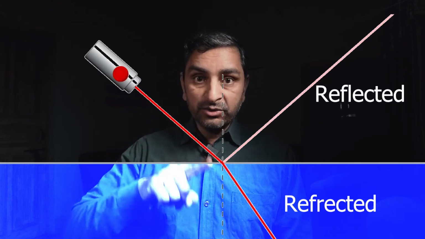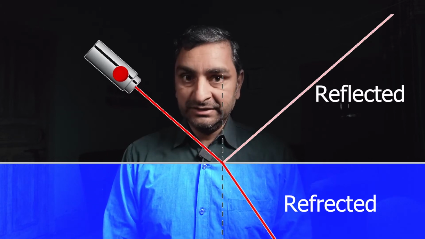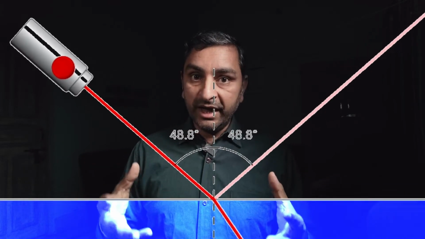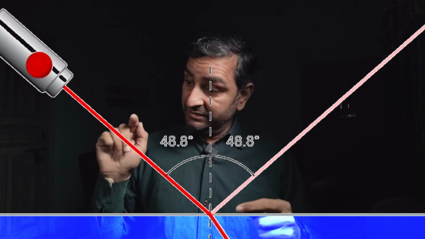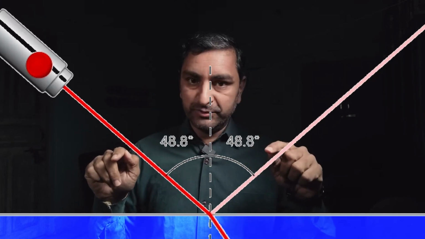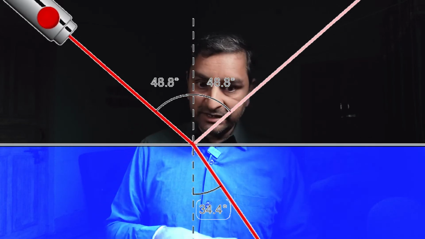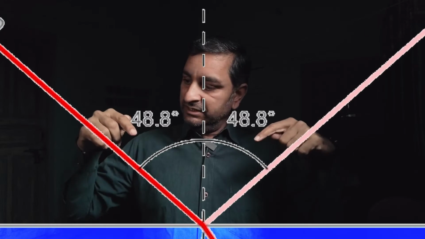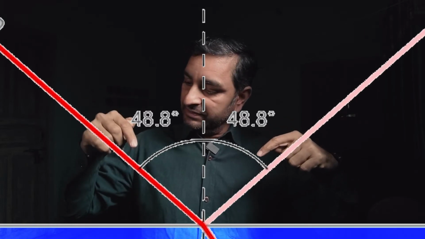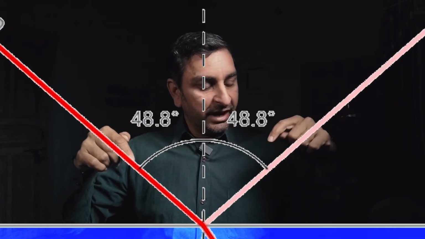Now let's draw a normal at this point of incidence, with the help of which we can measure the angles. Now we can measure the angle of this incident ray and reflected ray with this normal, and you can see it here. This is 48.8, this is 48.8, and for the refracted light, this angle is 34.4 degrees. Now you can see these two angles are the same. This angle is the angle of incidence and this is the angle of reflection.